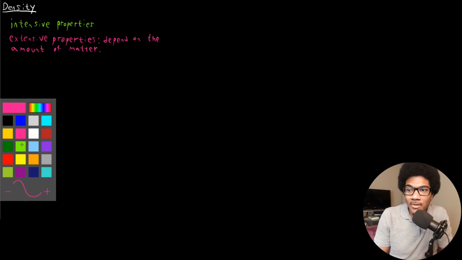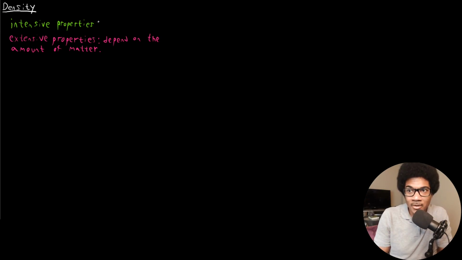Now, intensive properties are properties that do not depend on the amount of matter. A simple example of this might be color. If you have something that's blue, for example water, it doesn't matter whether you're talking about a blue ocean or a blue lake, it's still going to be blue, regardless of the amount of water that you have. So color would be an example of an intensive property.